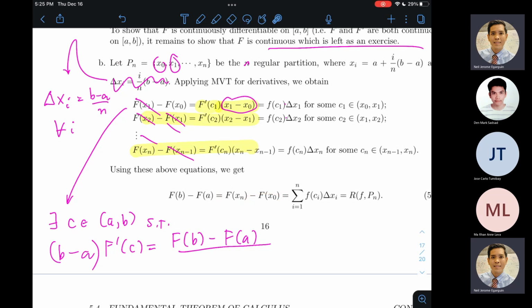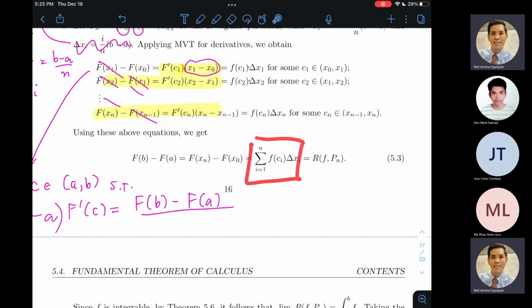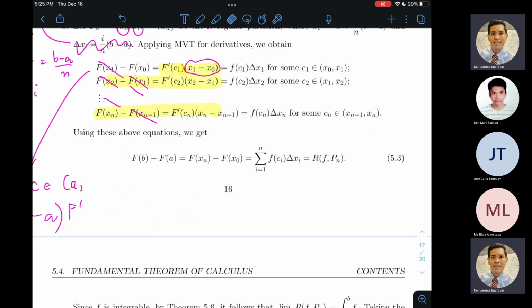Tapos, i-add naman natin yung mga right-hand sides. And we can write it in a clean summation notation like this. But this should look familiar. This is basically the definition of a Riemann sum. So ito ay magiging Riemann sum. And I think you know what will happen next. Gusto ko mapakita na ito ay equals sa definite integral. So kailangan mapakita ko to ay equals sa definite integral.